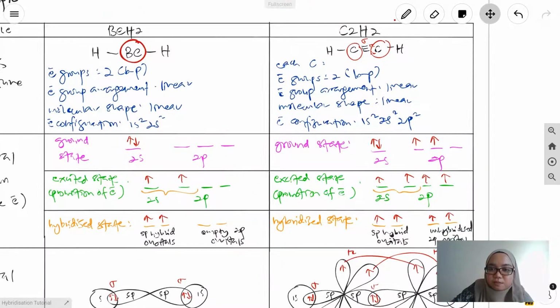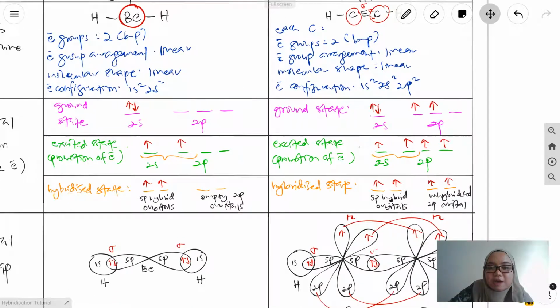Now, around the central atom for both C, they are the same, right? So we just do one, okay? At ground state, the carbon has 2s2 and 2p2. It has two unpaired electrons. But here, look at the C. C needs to have 1, 2, 3, 4 unpaired electrons since each carbon forms 4 bonds.